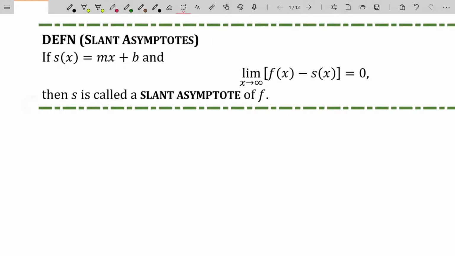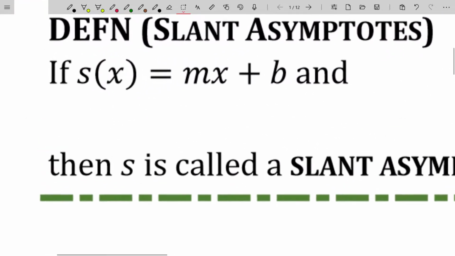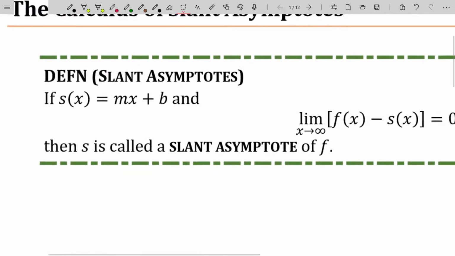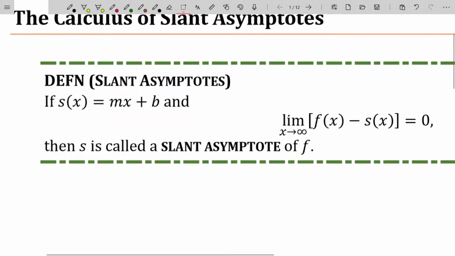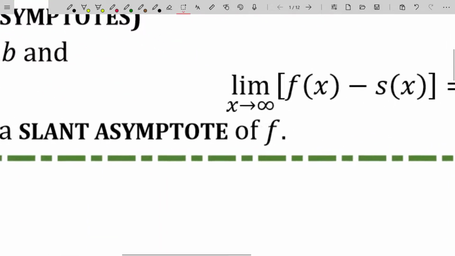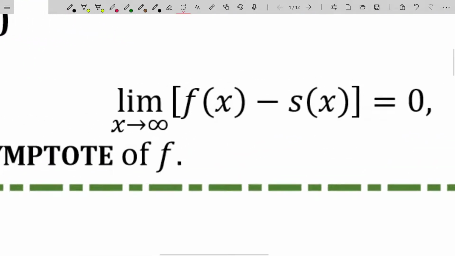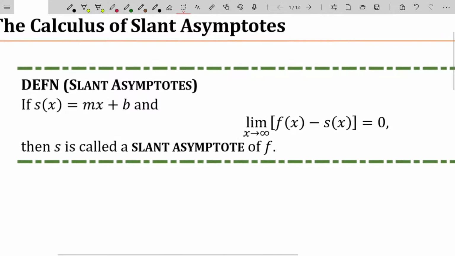So if we have some function, and I'm calling it s of x for slant, some function mx plus b, and we have the fact that the limit as x goes to infinity or negative infinity, I should have both plus or minus infinity, but we'll just deal with one side. As x goes to infinity, if the difference between your function and that slant asymptote tends to 0, then that function s is actually defined to be the slant asymptote of the function. And that's exactly what the definition is.